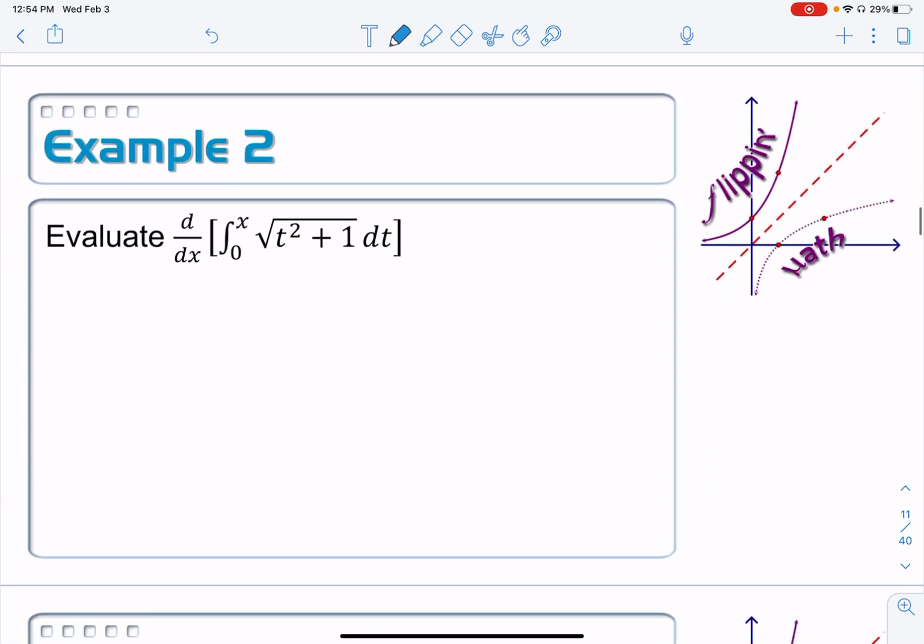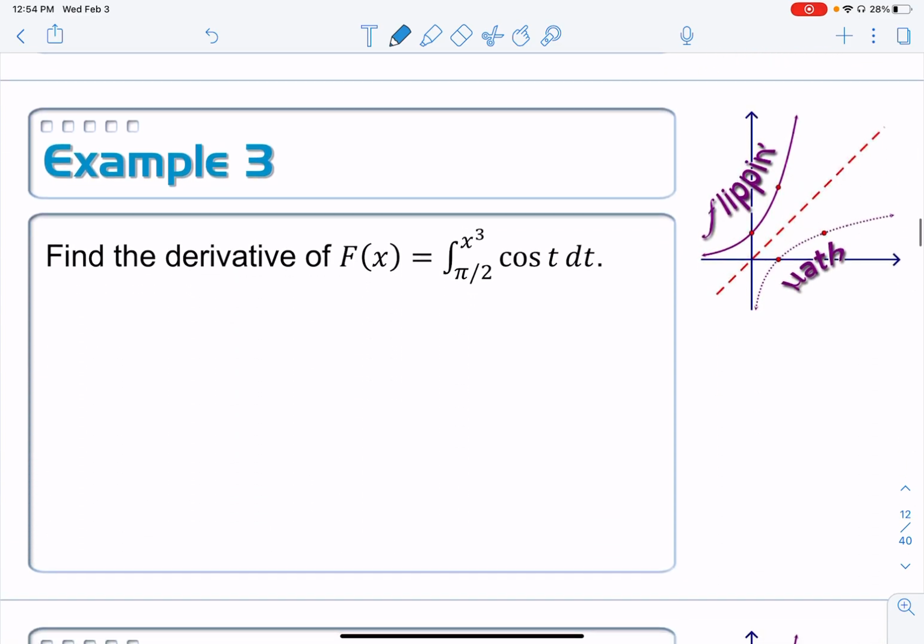Shall we do another one? Probably. Example 2: evaluate the derivative with respect to x of this definite integral from 0 to x of the square root of t squared plus 1 dt. This is a fundamental theorem of calculus part 1 kind of question, and it's so easy to do. Remember that derivatives and integrals are inverses. They're going to cancel each other out, and the only thing I have to do is switch my variable. I'm going to take this x and plug it right in there. This is equal to the square root of x squared plus 1. What could be easier? That's it, it's done.